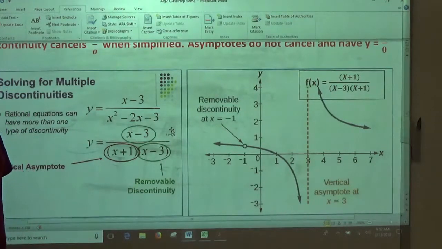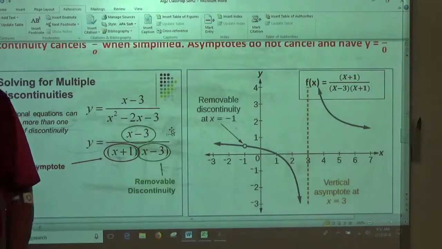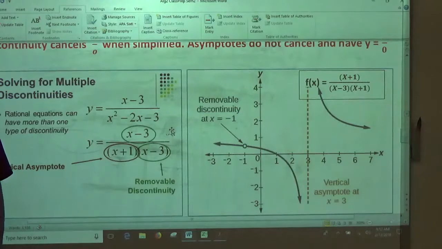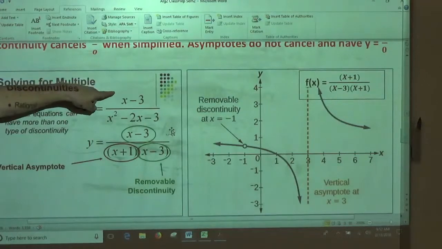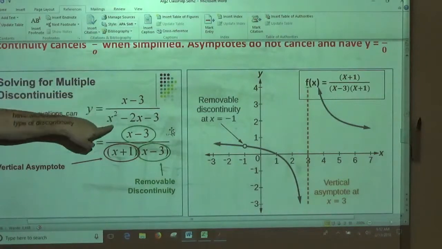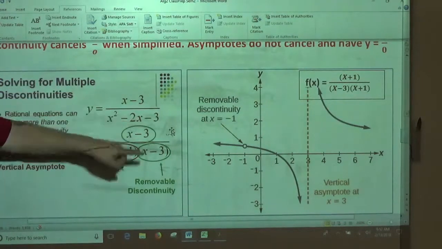Now, what do you know about fractions that's important? Are you allowed to divide by 0? No. And so in the domain for x, it cannot be a value that makes the denominator 0. So if you look at this example, it's a fraction: x minus 3 over x squared minus 2x minus 3.